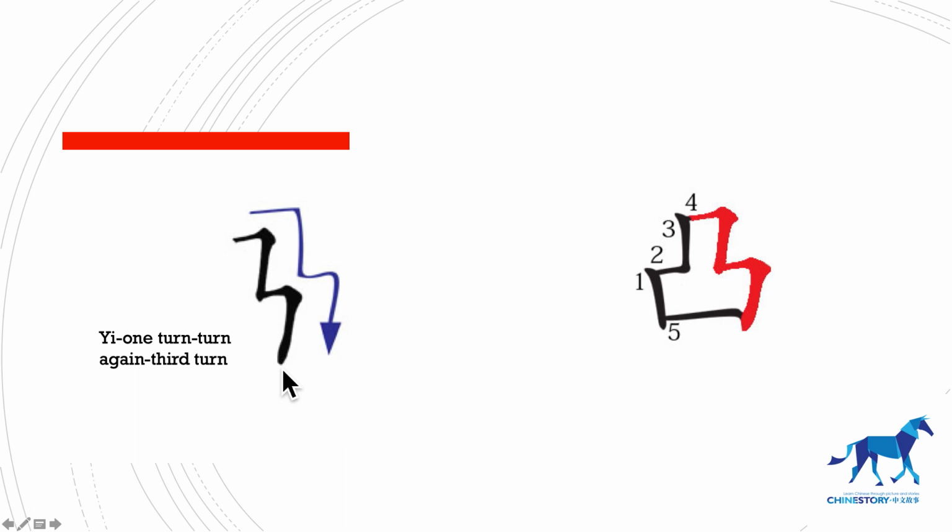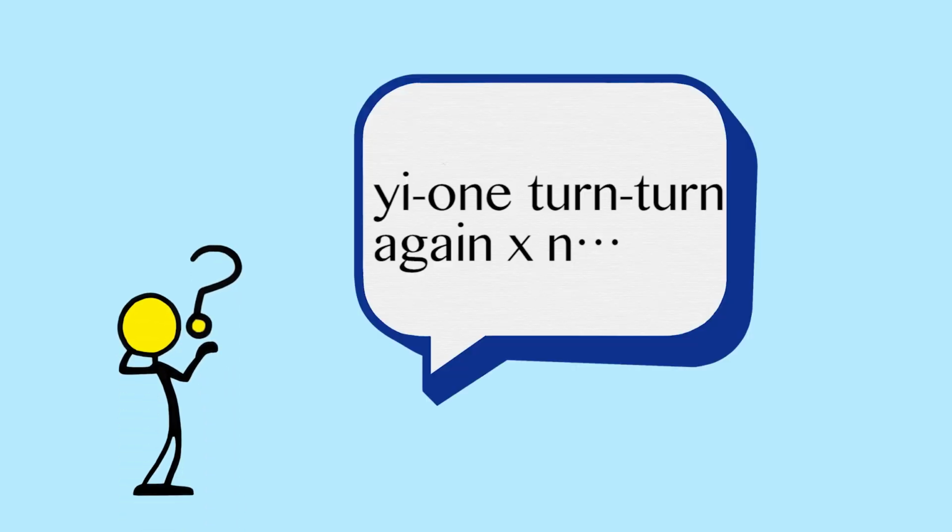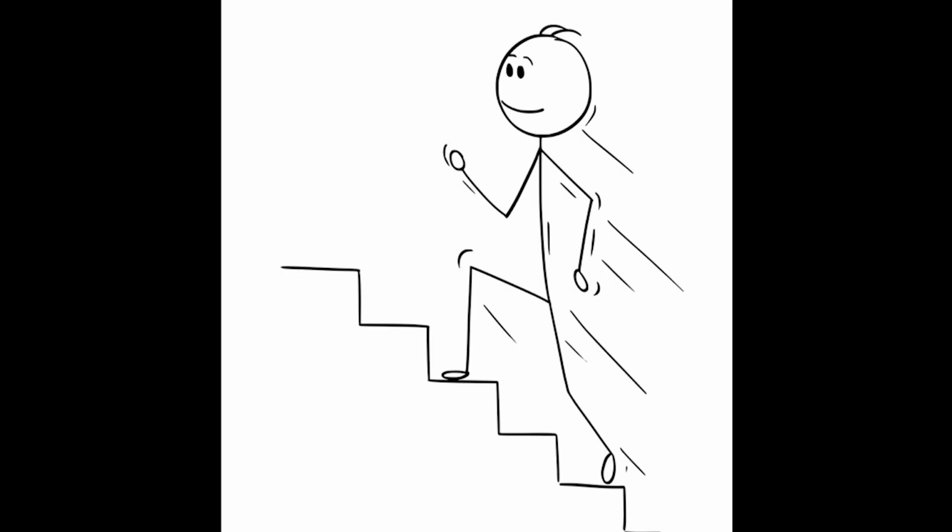I told you, it's pretty straightforward. Is there a cousin called horizontal, one turn, turn again, third turn, turn again, turn again, turn again? Sure there is. It's called staircase. Wow, that's lit, bro. I'm just kidding.